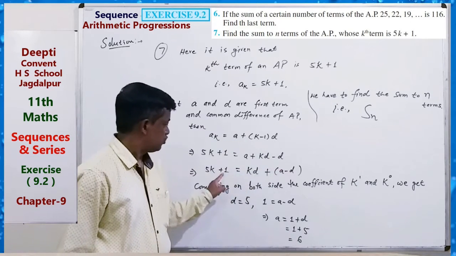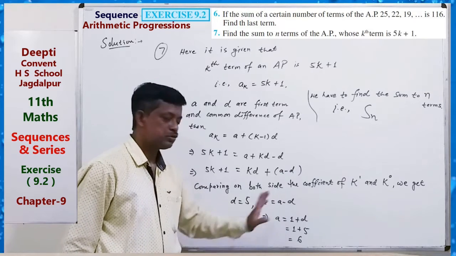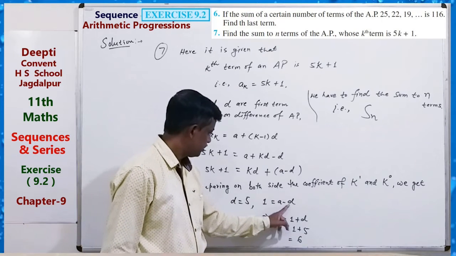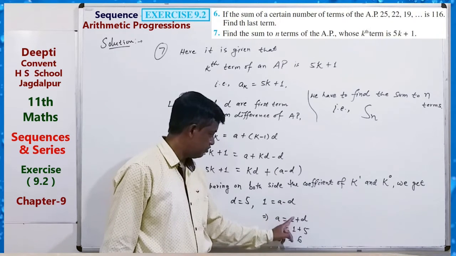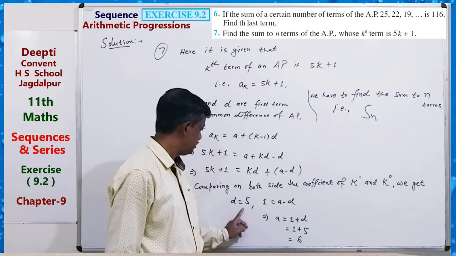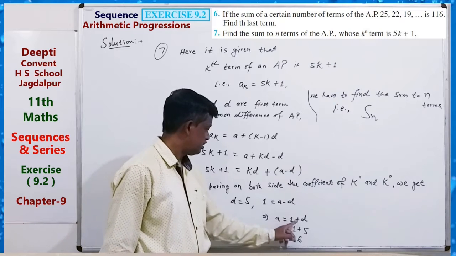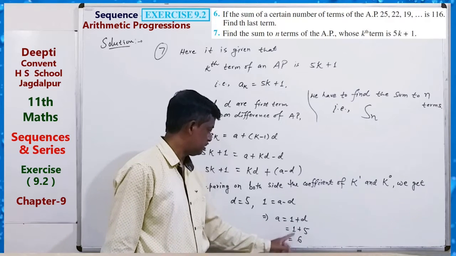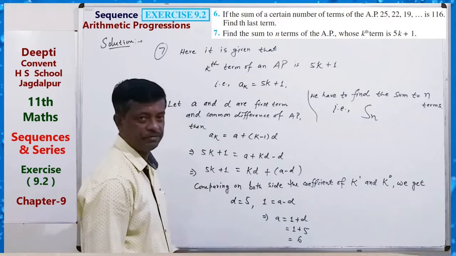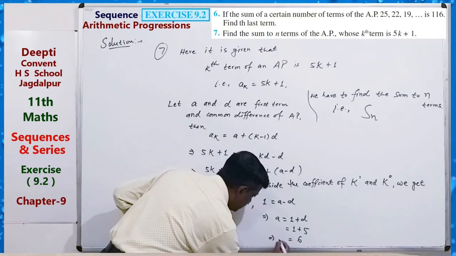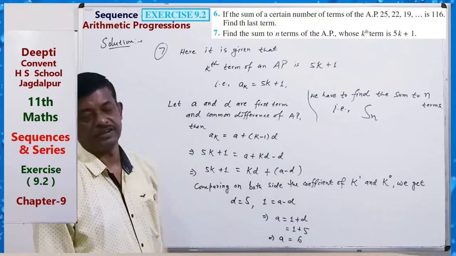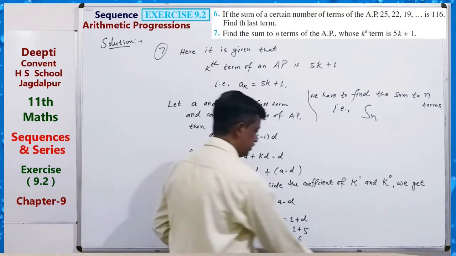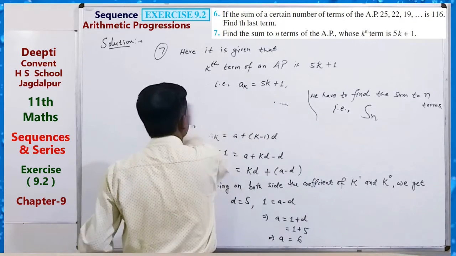A minus d equals 1, here d equals 5. So 1 plus d, 1 plus 5, 6, A equals 6. A is 6 and d is 5. So we can get Sn.